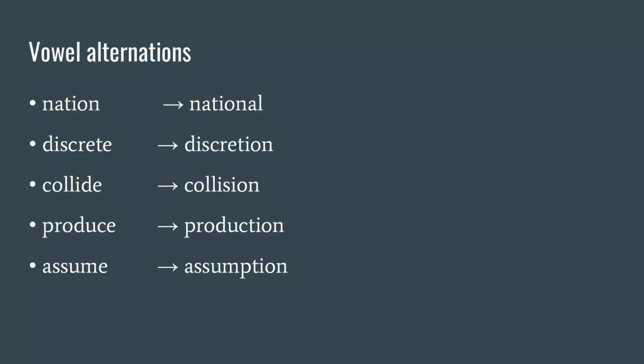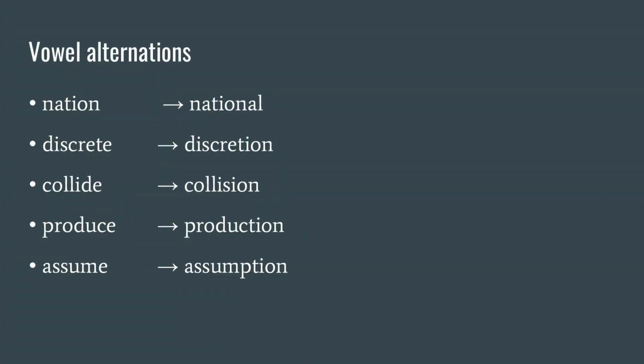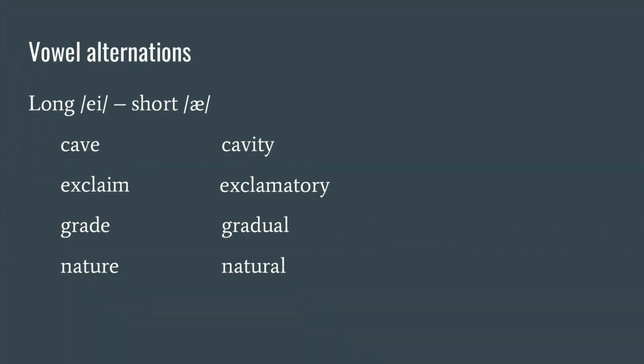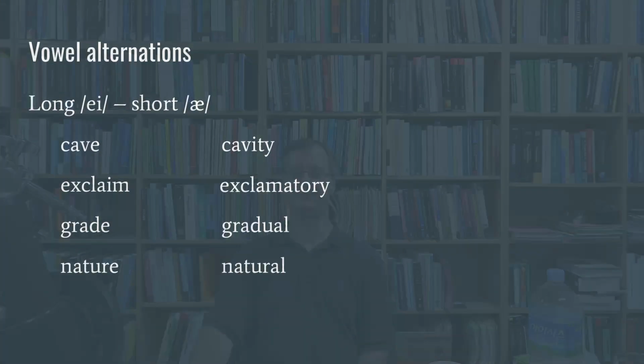These vowel alternations: nation, with a long vowel, becomes national when you add a suffix. The stress stays in the same syllable, but the vowel changes, nation, national. That's weird. What's up with that? This is an old pattern we got from Latin. You don't need to worry about all the history, but this is a Latin pattern. Discrete becomes discretion when you add some suffixes and make a new word. Collide, collision, produce, production, assume, assumption. Crazy, isn't it? Cave, cavity, exclaim, exclamatory, grade, gradual, nature, natural.